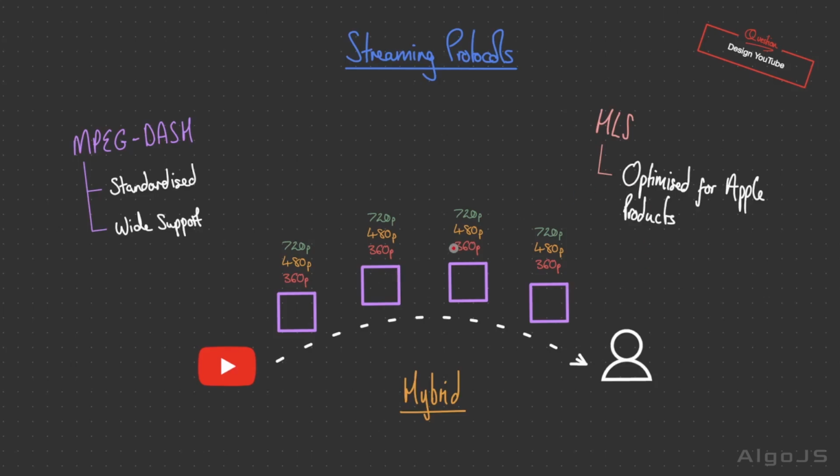Now, the cool thing about these streaming protocols is that the client can dynamically switch between the bit rates based on the client's internet speed. So it can continuously monitor the network conditions and adapt by fetching segments at a suitable bitrate, providing a smoother viewing experience, reducing the need for buffering.